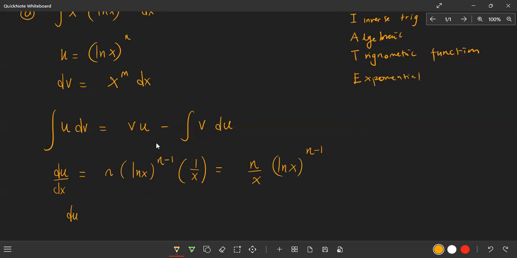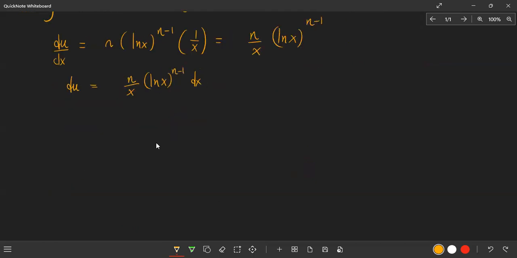So our du therefore becomes n over x, natural log of x raised to power n minus 1, and then dx. So we have found our du. Okay, so that is our du. The next thing you have to find is v. You can get v by integrating that.